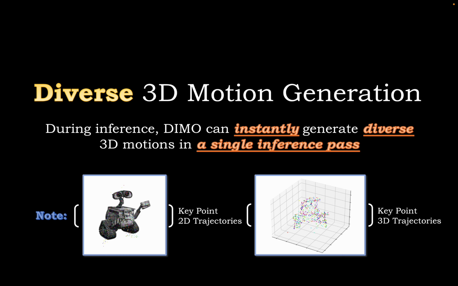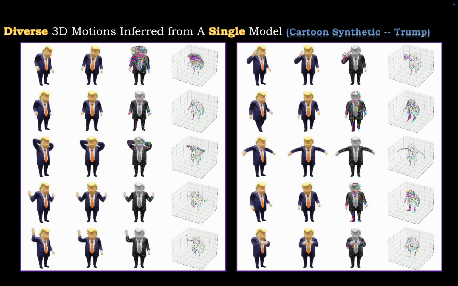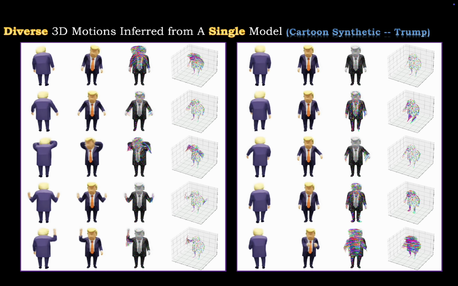We distill all motions into an object-specific motion space. During inference, we can instantly sample diverse 3D motions in a single forward pass. Here we show the diverse 3D motion generation results of the cartoon Trump. We randomly sample 10 motions for visualization.